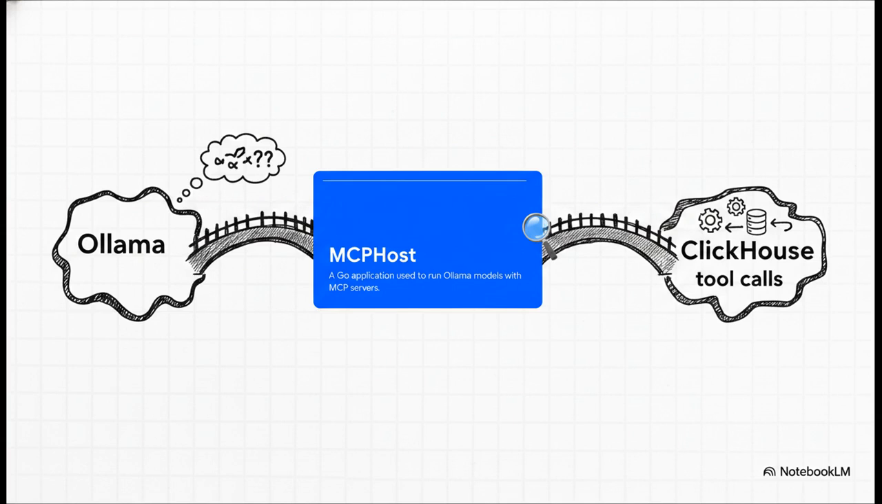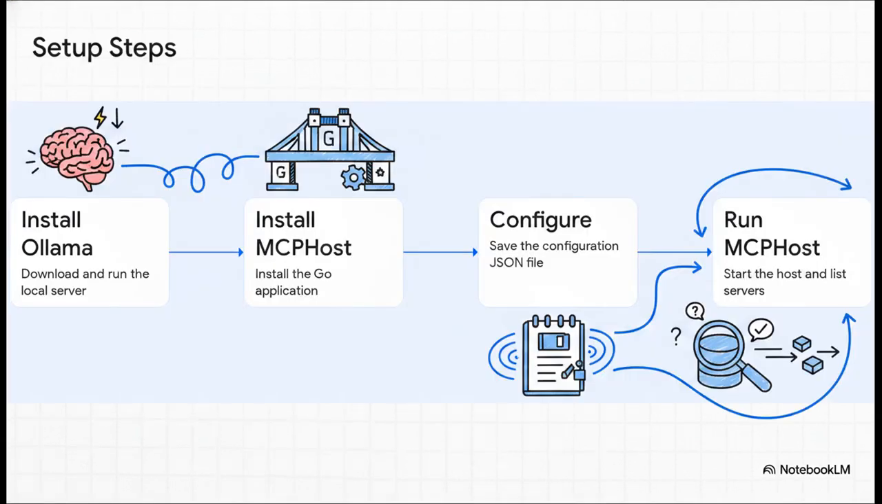Enter MCPHost. Think of this Go application as the absolutely crucial bridge connecting those islands. It sits perfectly in the middle, and it actively translates the natural language intent from your Ollama model into the structured, specific tool calls that the ClickHouse MCP server actually understands. To make this whole thing incredibly easy to follow, we're going to break the entire setup down into 4 logical steps so you can get up and running fast. We install the AI, we install the bridge, we wire them together with a config file, and then we get to the really fun part, running real-time queries against our data.